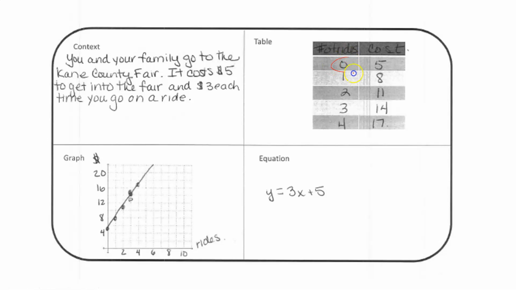You start on your table with 5. After 1 ride, you're paying $3 additional, so it puts you at 8. 2 rides, 11. 3 rides, 14. 4 rides, 17. If you go to the graph, the number of rides goes on the X. I went over by 1s. The dollars goes on the Y. I went up by 2s, and there is my graph. The equation is y equals 3x plus 5. This is not there. Okay?